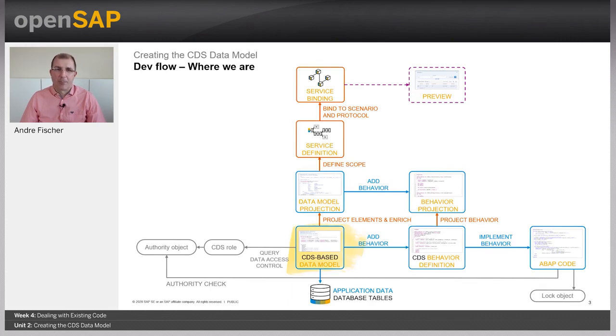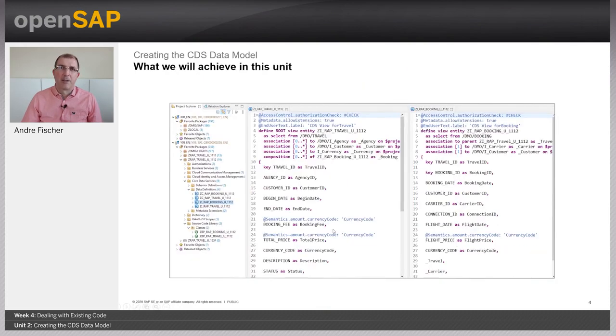The CDS Data Model is created based on existing database tables. And we will later also use existing business logic in order to create and update data. In this unit, we will start to model our business object. For this, we will create two CDS interface views, a root node for the travel data and a child node for the booking data.